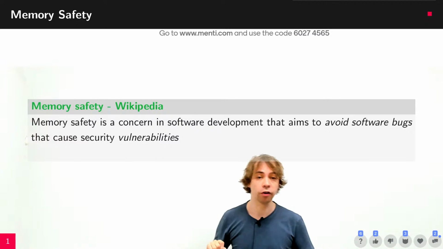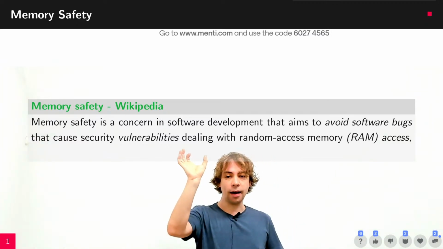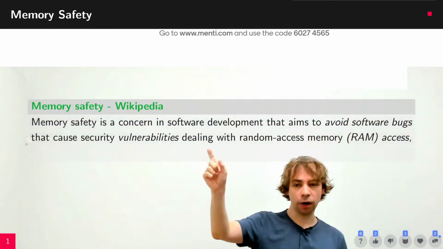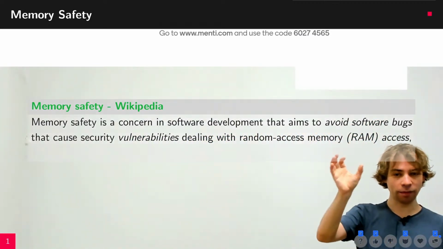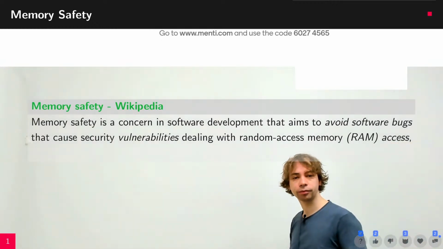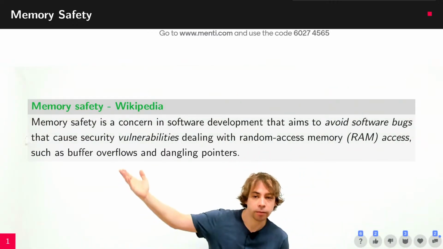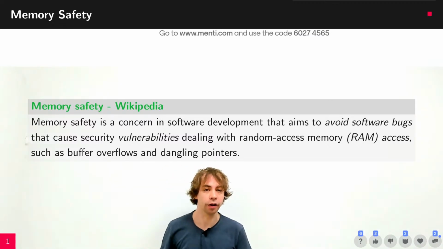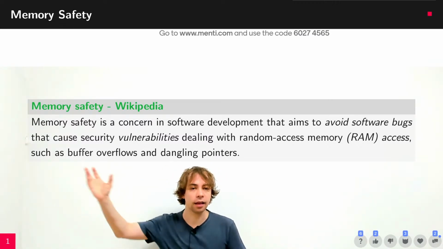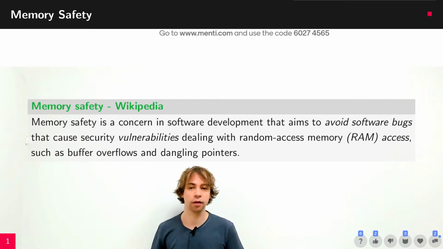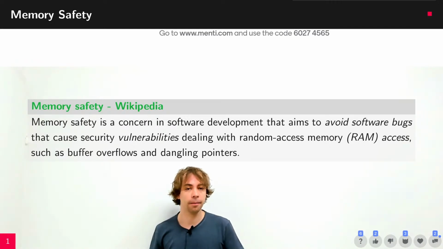So we will talk about security vulnerabilities. And these memory safety bugs are about dealing with random access memory accesses. So with memory accesses. Maybe an example in the definition is such as buffer overflows or dangling pointers. So let's talk about these in more detail. We will do that in the next few lectures. But let me give you some more details first.